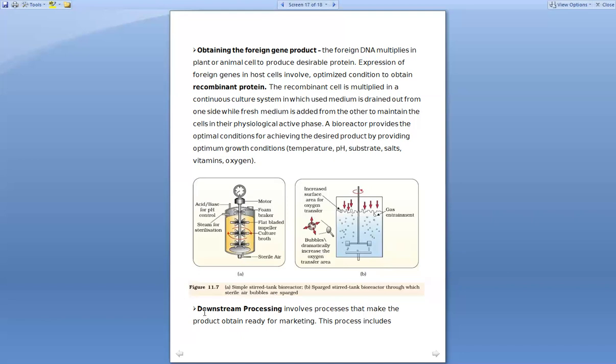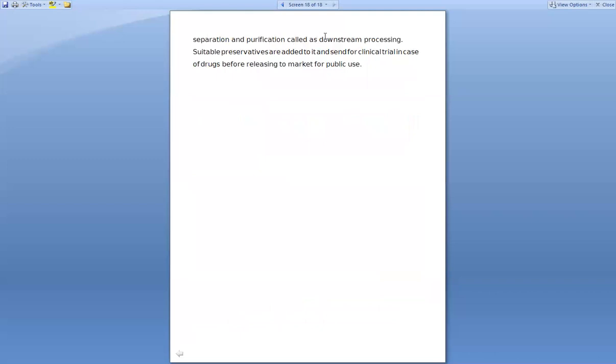And the last step of this chapter is the downstream processing, which involves the processes that make the product obtained ready for marketing. So after obtaining the foreign gene product, you need to process that product and prepare it for keeping in the market, right? So for that reason you need to do the downstream processing. This process includes separation and purification. In the downstream processing, first the separation of the product is carried out, and after the separation the purification of that product is carried out.